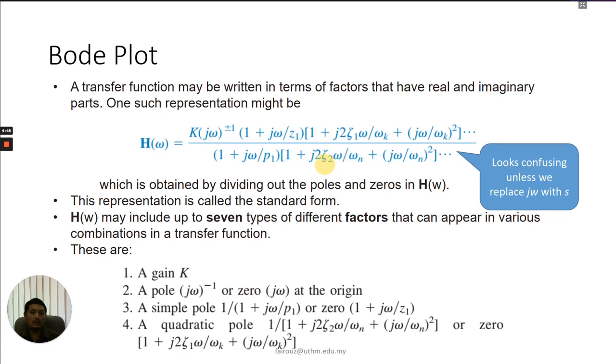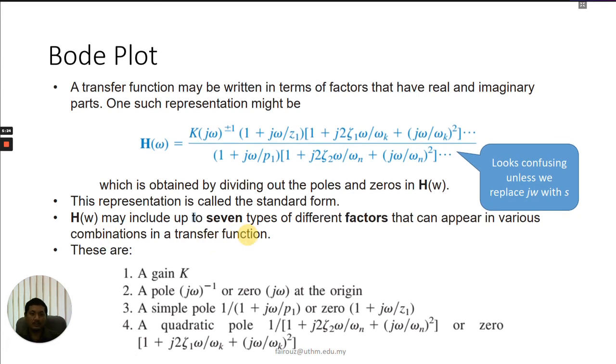Of course this looks confusing, but if we replace j omega with s, as in the previous video, we can see that this is much easier to read. We will do that later. This representation is called the standard form. The transfer function may include up to 7 types of different factors that can appear in this combination.